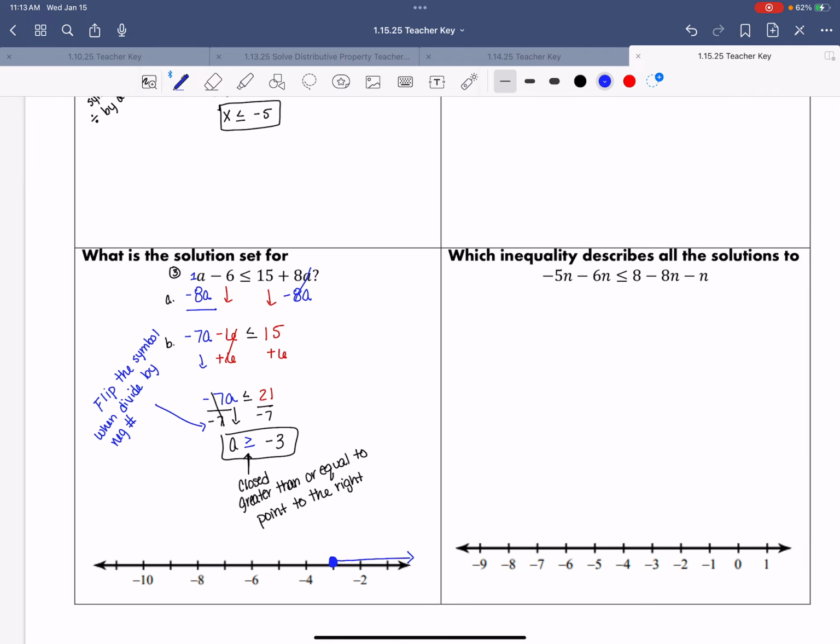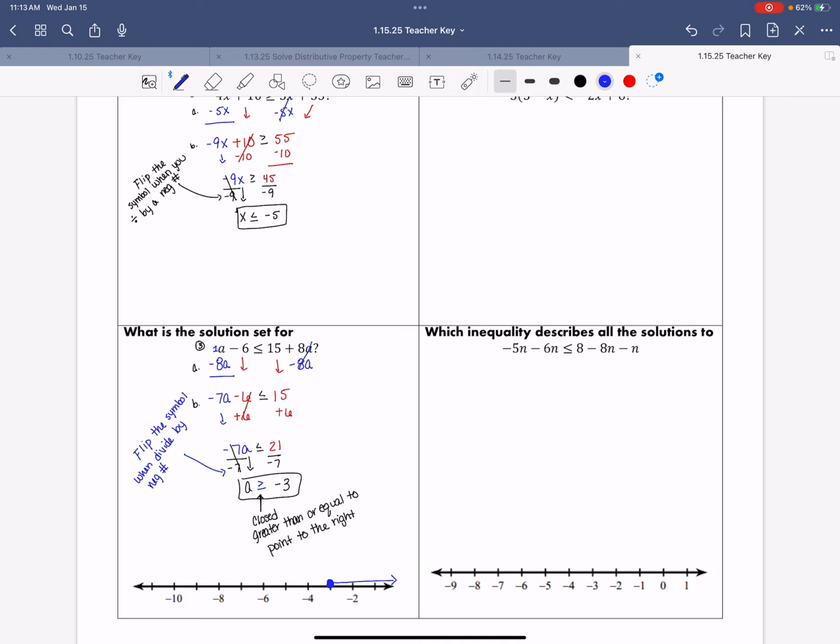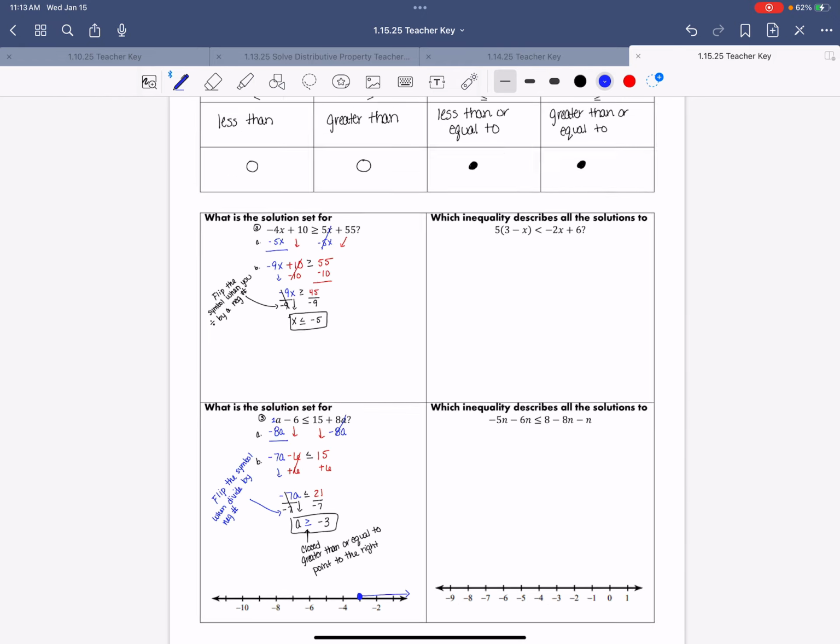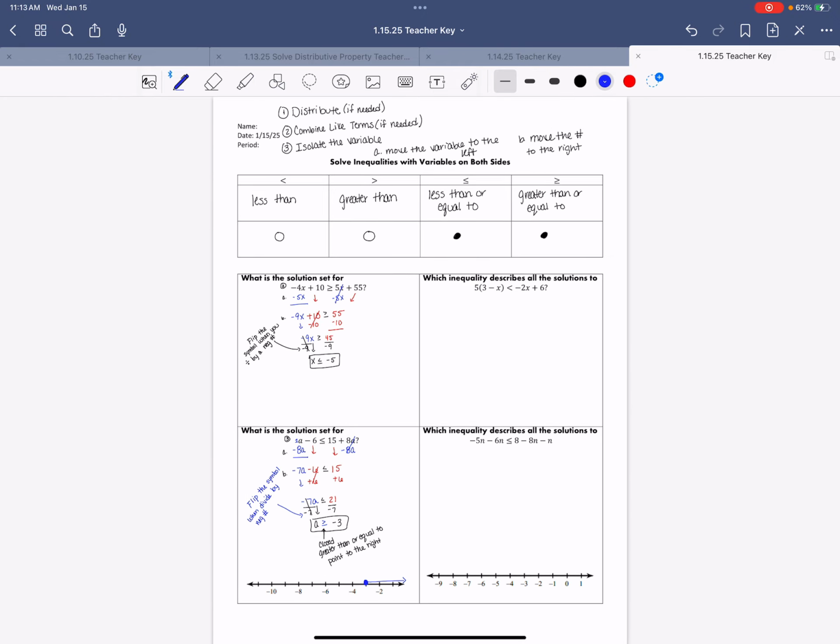And that's it. Now, if you are not dividing by a negative, the sign will stay the same and you won't change anything at all. It's just whenever you divide by a negative, which is the most common mistake, you forget to flip your sign. Other than that, as long as you follow those 3 steps, you're going to be just fine.